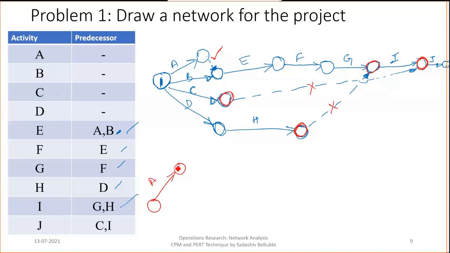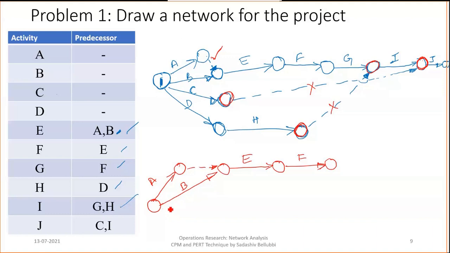Nothing changes I am making here. This is B. I am just joining by dummy here. After completion of A and B, I need to start with the E. No changes I am making. Simply I am making the figure clear to the viewer. It should be visible to the observer clearly.